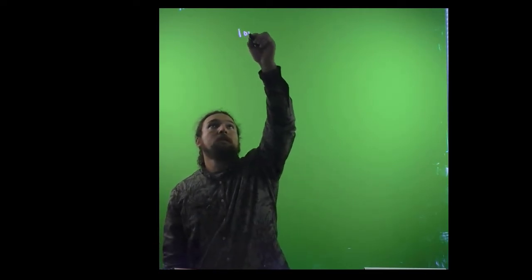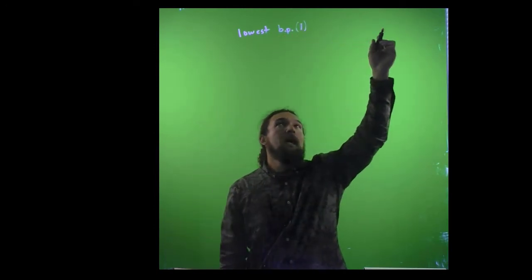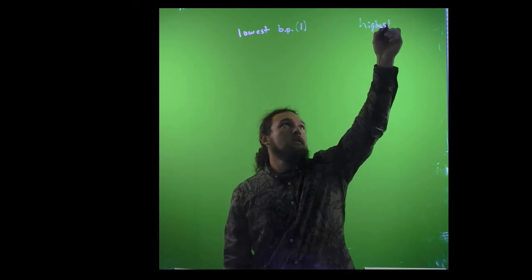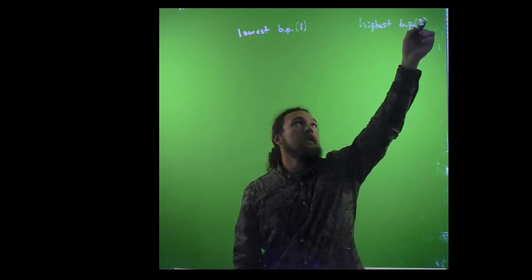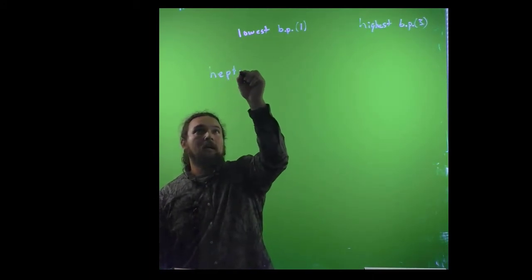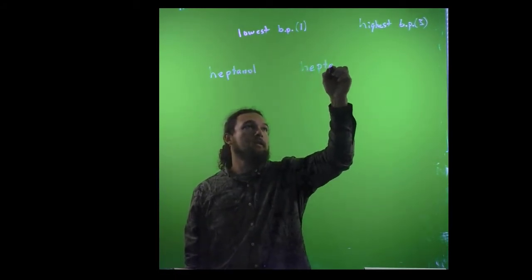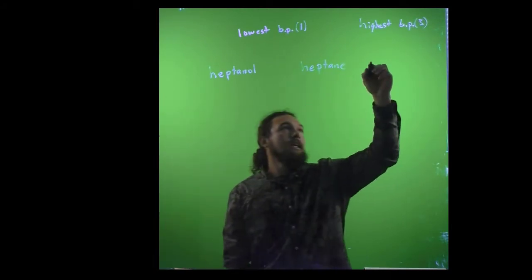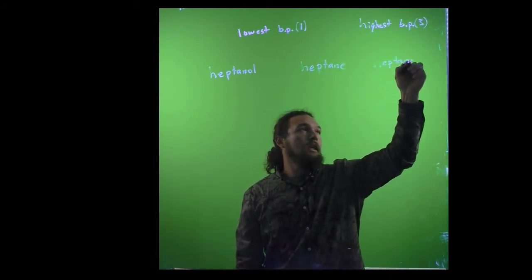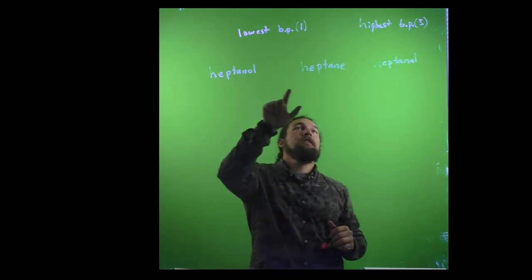Moving on to number 5, what this question asks is to rank the following in order of lowest boiling point. So the lowest boiling point we would give a number 1, up to the highest boiling point, we would give a 3, since we're going to have 3 problems. And in part A, we have heptanol with the OL, we have heptane, and then we have heptanal, or anal.